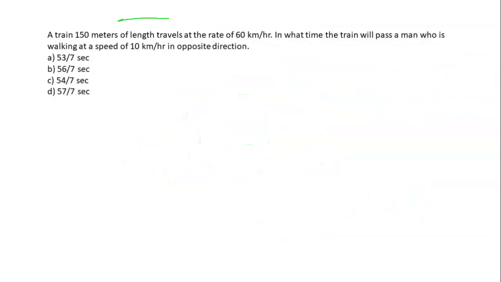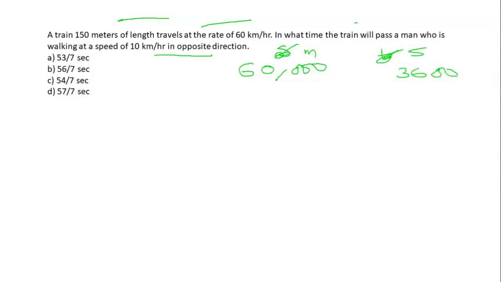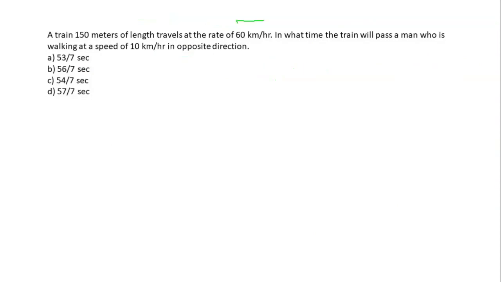A train 150 meters in length travels at a speed of 60 kilometers per hour. In what time will it pass a man who is walking at 10 kilometers per hour in the opposite direction? So it gives you meters, seconds, 3,600 seconds. Correct? So he's going at 10 kilometers per hour. So what speed is it going to be then? இவர் 60ல train போயிட்டு இருக்கு, இவர் வந்து 10ல இப்படி போயிட்டு இருக்காரு.